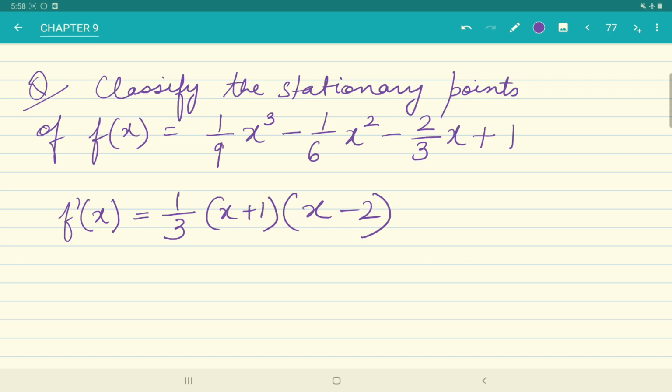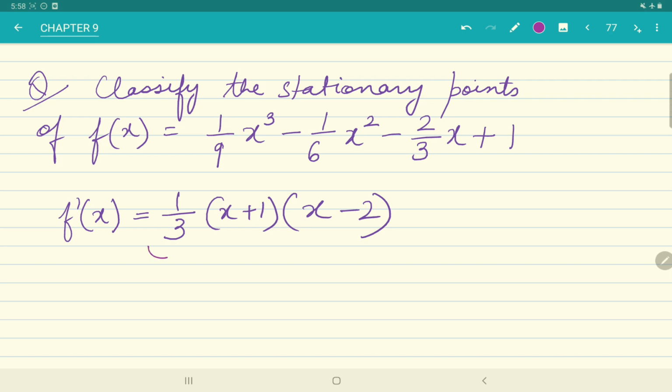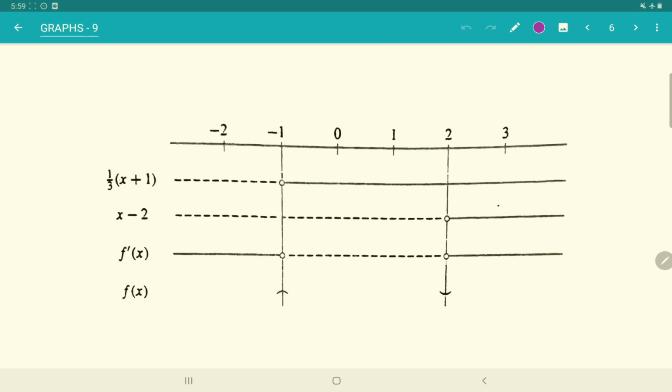So this is f prime x, and we can think of the sign diagram here. When we take up the sign diagram, we first take up this, then we take up this, and then we take up their product. So if I take up 1 by 3x plus 1, I know that it is greater than or equal to 0 when x is greater than or equal to minus 1. So let me take up the sign diagram now. Here, this is the sign diagram for f prime x. My f prime x is equal to 1 by 3 x plus 1 times x minus 2.